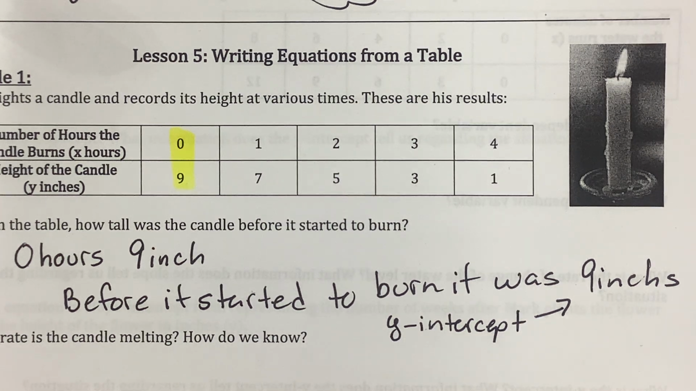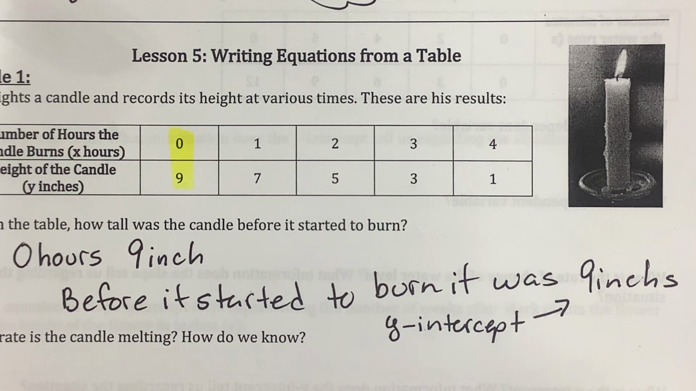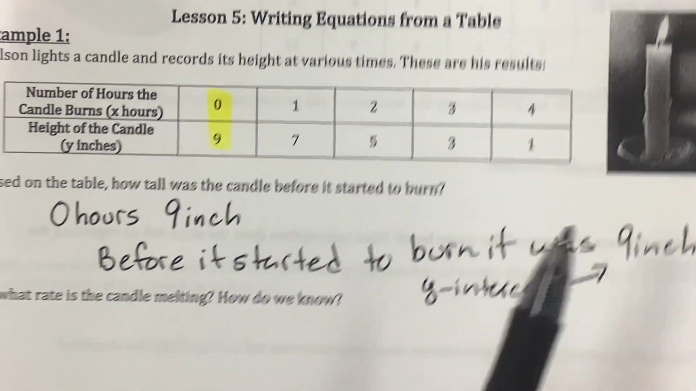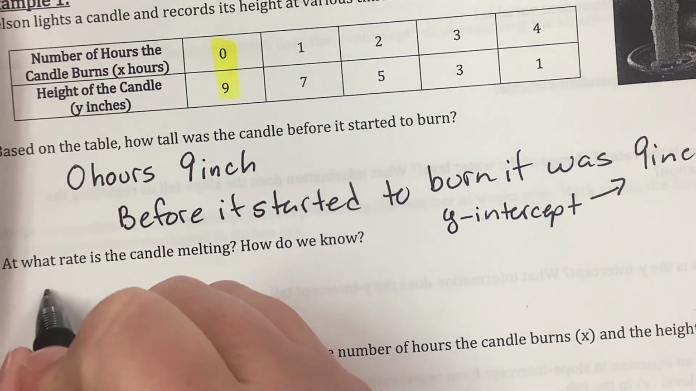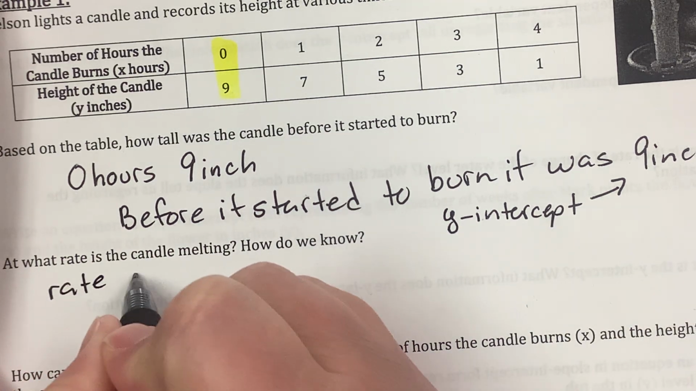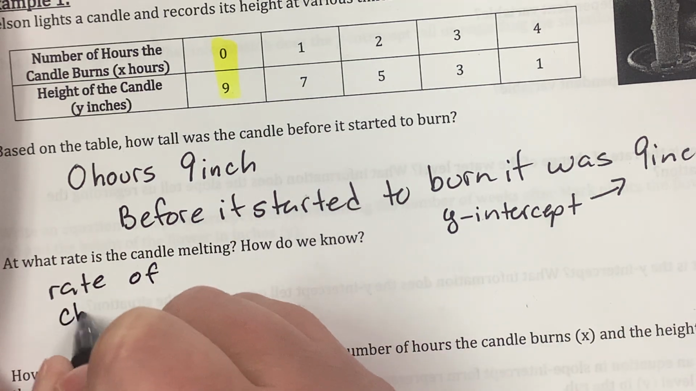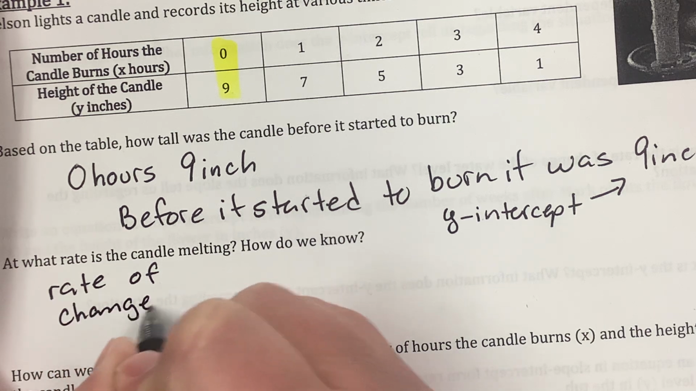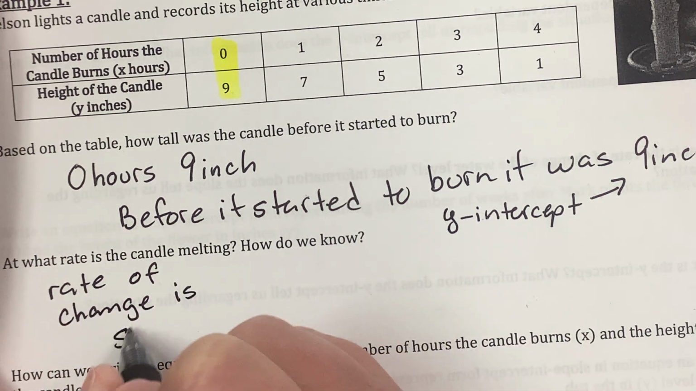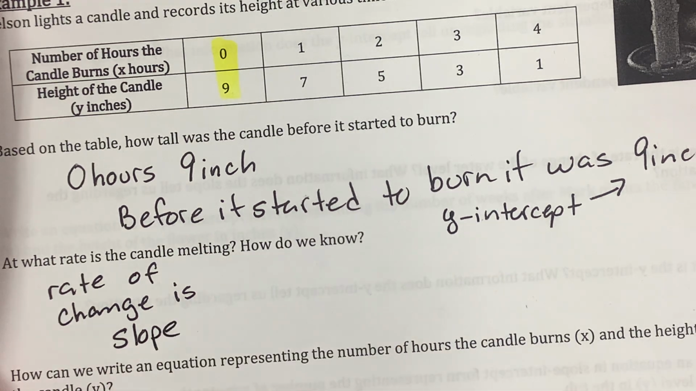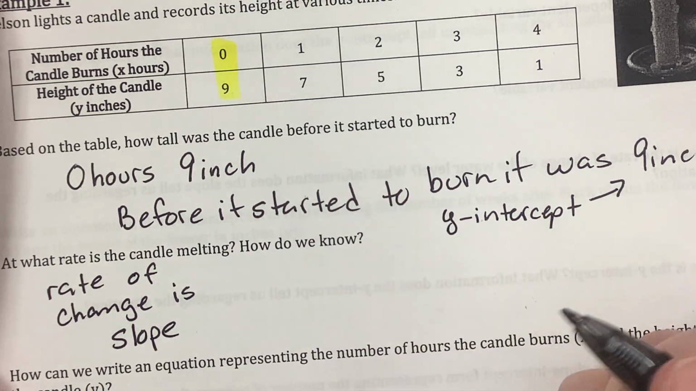At what rate is the candle melting, and how do we know? Rate is the same as slope. Rate of change and slope are the same thing. So write that down. Rate of change is slope.